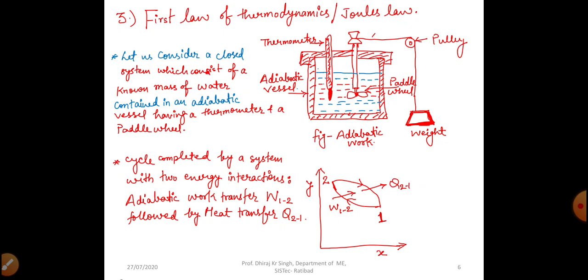So in the simple example given here, we can understand everything, right? Let us consider a closed system which consists of a known mass of water contained in an adiabatic vessel having a thermometer and a paddle wheel. We have discussed how the temperature will increase from T1 to T2, and when we remove this insulation, the system regains its original temperature T1, and then the cycle is complete: 1 to 2 is work and 2 to 1 is heat, right? So the cycle is completed by a system with two energy interactions, adiabatic work transfer W12 followed by heat transfer Q21.